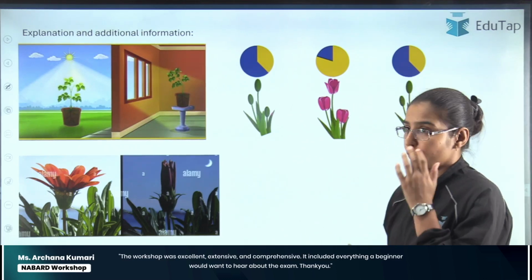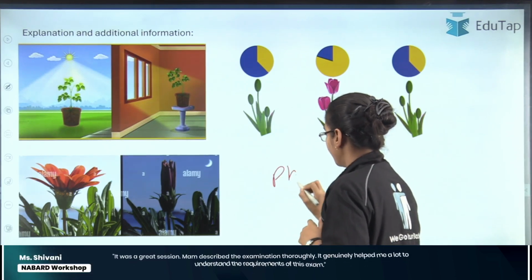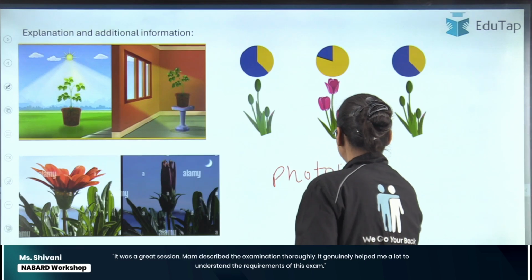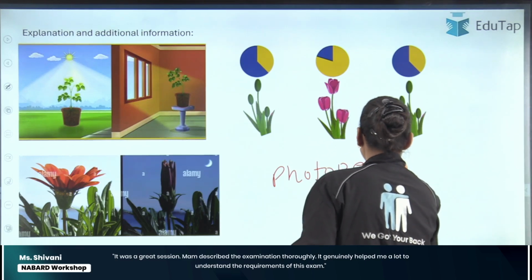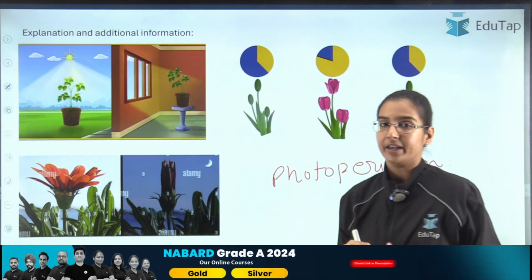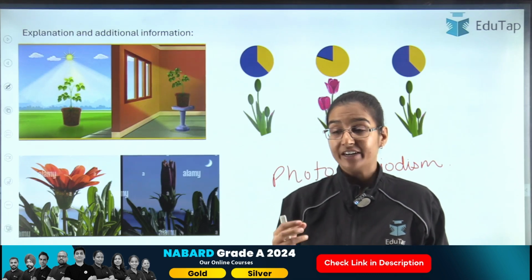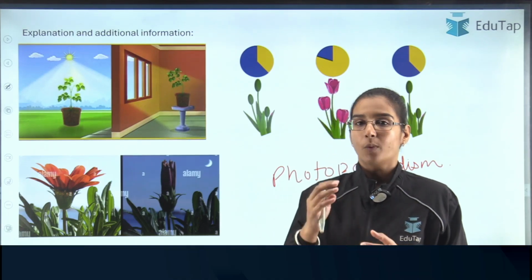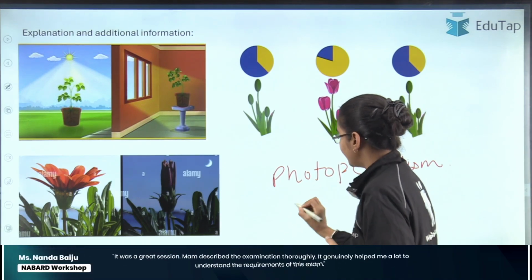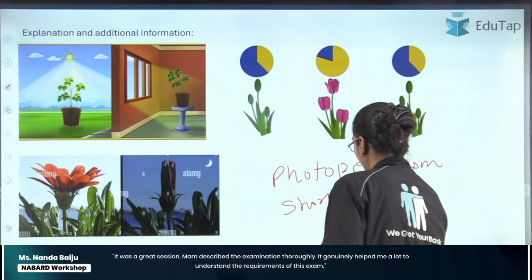Okay, after phototropism, the next term we had was photoperiodism, right? See students, different plants carry out their activities such as flowering and ripening in different sunlight conditions. Now what does this term actually mean? Certain plants are short day plants. What is meant by the term short day plants?